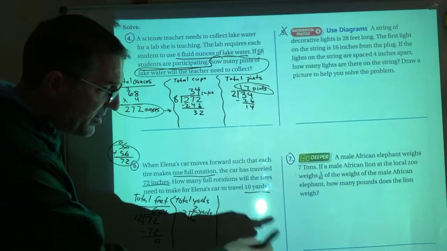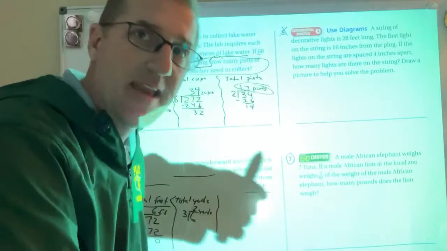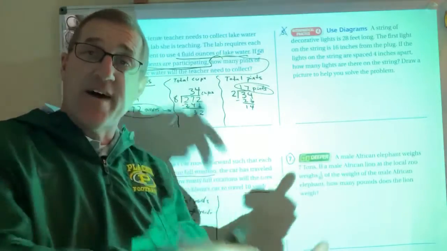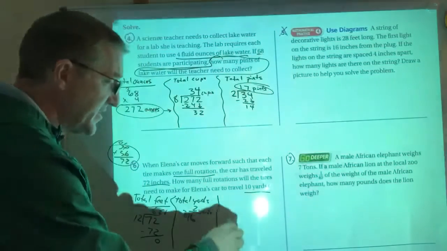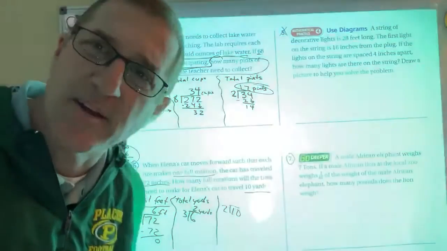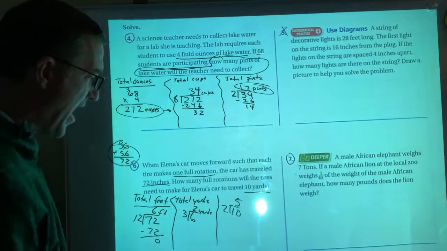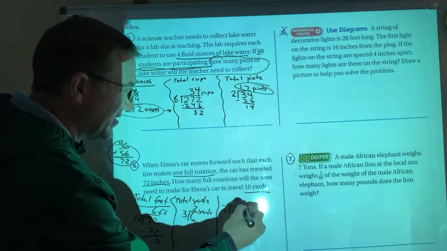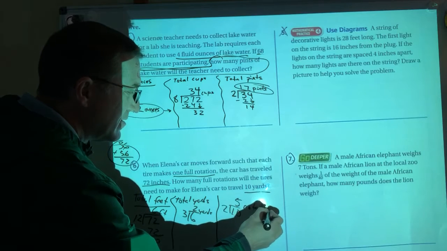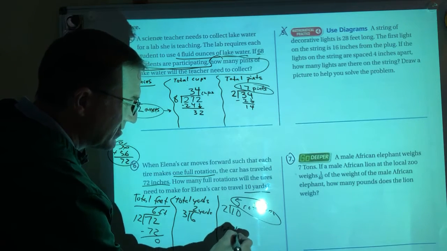If I got 2 yards and I want to travel 10, so I go 2, how many times is it going to take me? I'm going to take the big number and I'm going to divide. I'm going to repeatedly subtract. So I'm going to take 10 divided by 2. That's easy, right? That's 5. So it's going to take 5 rotations. So this should say total rotations. My bad.